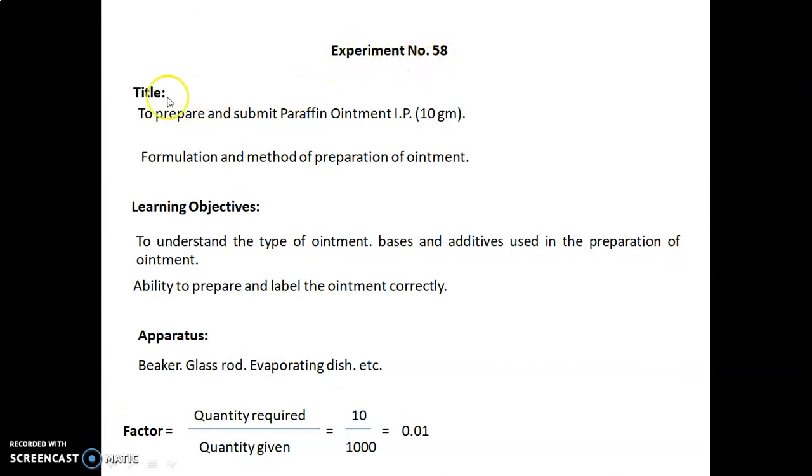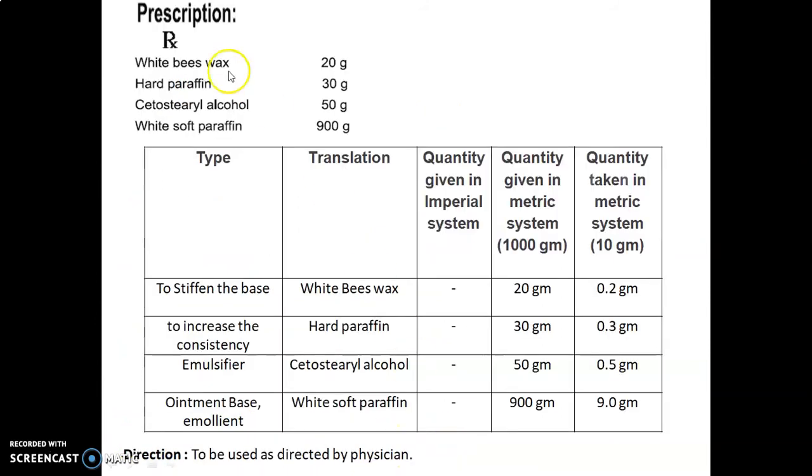Experiment number 58. The title of this experiment is to prepare and submit paraffin ointment IP, according to Indian Pharmacopoeia, 10 gram. Formulation and method of preparation of ointment. Learning objectives are to understand the type of ointment, bases and additives used in the preparation of ointment, and the ability to prepare and label the ointment correctly. Apparatus required are beaker, glass rod, evaporating dish, etc. Factor is calculated as quantity required upon quantity given, equal to 10 upon 1000, that is equal to 0.01.